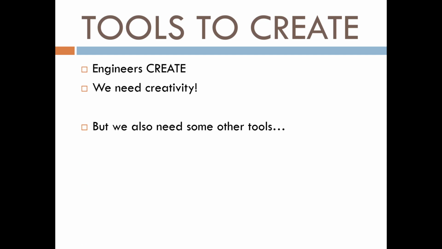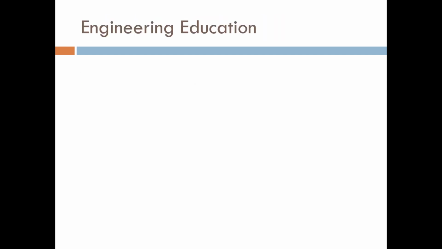That's good, and my personal opinion on that is that everybody has a certain amount of creativity, and maybe you can get better at being creative, maybe you can't. I'm not really sure, but we certainly need creativity, but we need some other things as well. So we're going to concentrate on those other things. And those other things that we need are things we learn in engineering school. So how does that break out? What is engineering education all about?